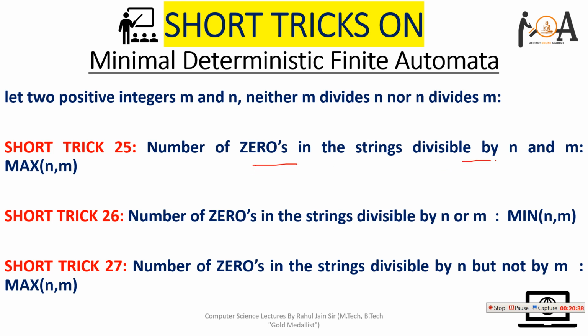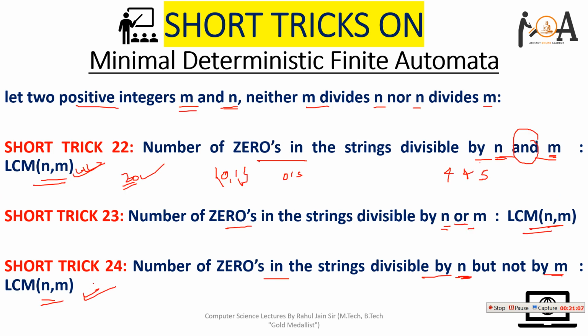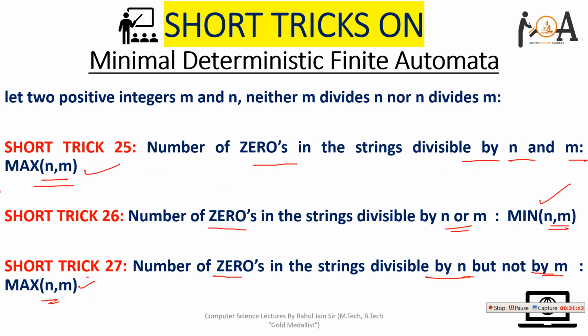And next one is: number of zeros in the string is divisible by n and m. Only it is asked that number of zeros in the string is divisible by n and m. In that case, whatever is maximum from n and m will be the answer. If you have asked number of zeros in the string is divisible by n or m, then minimum of n or m will be the answer. And if you have asked number of zeros in the string is divisible by n but not by m, then maximum of n or m is asked.